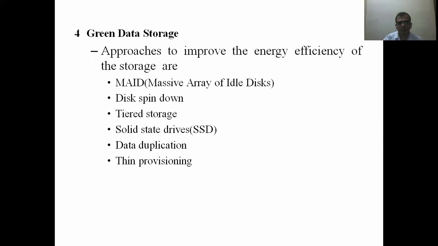Next, green data storage. It is the method where we dump the data at centralized locations like a database. The storages are made using a massive array of idle disks, tiered storage methods, solid state drives, data deduplication, and thin provisioning. These are the methods by which green data storage can be done.